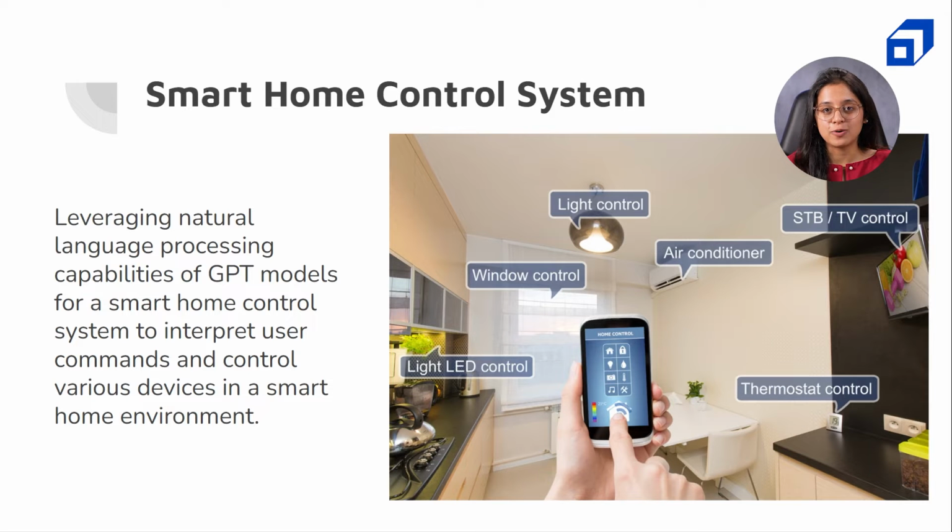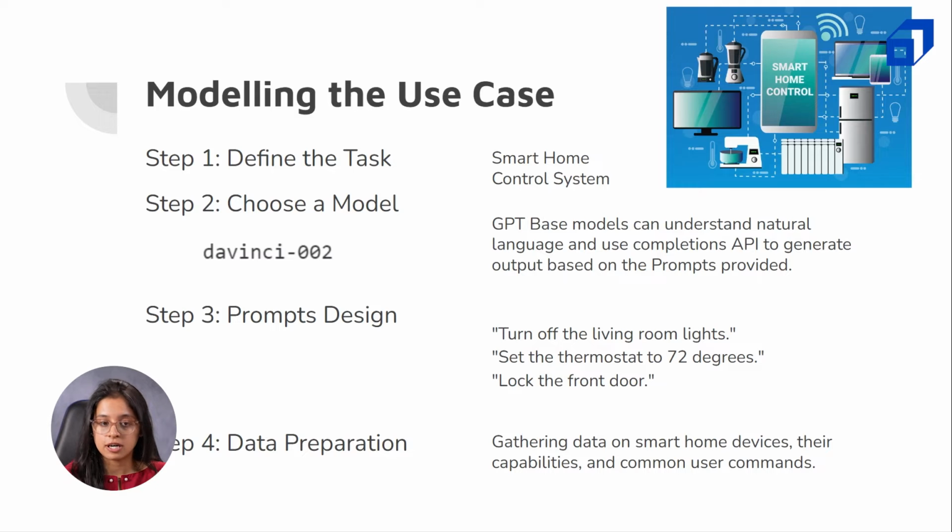For the purpose of this demo, I'll be using a smart home control system use case to utilize the OpenAI APIs and demonstrate how we can get the required output. We can leverage the natural language processing capabilities of the GPT models for a smart home control system to interpret the user commands for these various devices in a smart home environment. Step 1 would be to define the tasks. We want to build a smart home control system that allows the user to control various devices in their home using natural language commands.